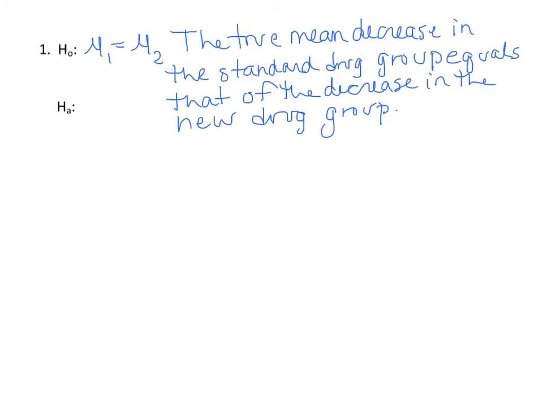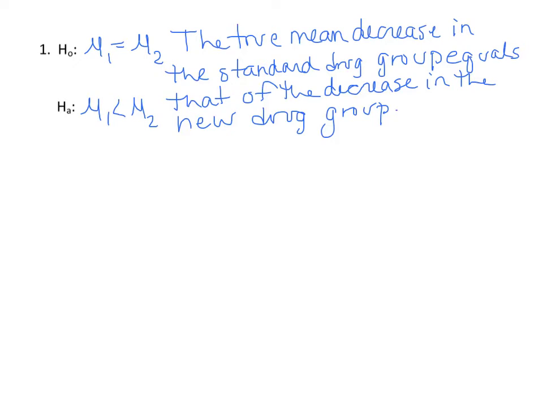All right, I've taken the liberty of writing down the null hypothesis for you. Under the 2-sample setting, we're always going to have that mu1 equals mu2, that the true mean decrease in the standard drug group's cholesterol level is equal to that of the decrease in the new drug group's cholesterol level. Our alternative hypothesis, we're trying to see whether or not the decrease in the new drug group is more significant. So we're going to have mu1 less than mu2, meaning there's a bigger decrease in the new drug group, so mu2 being greater than mu1.